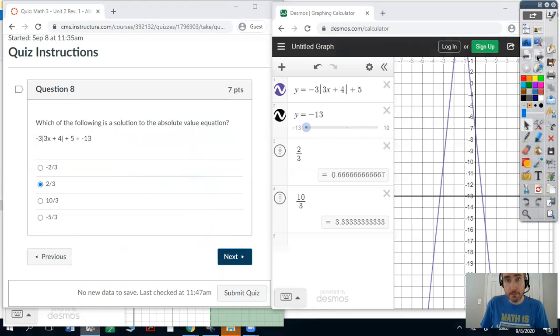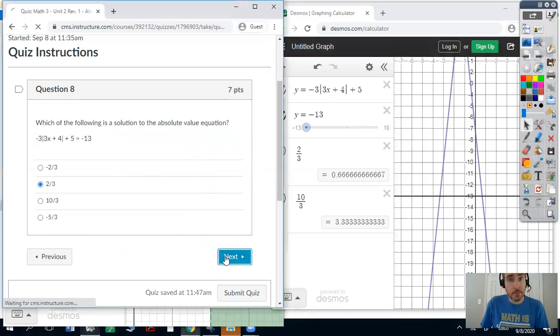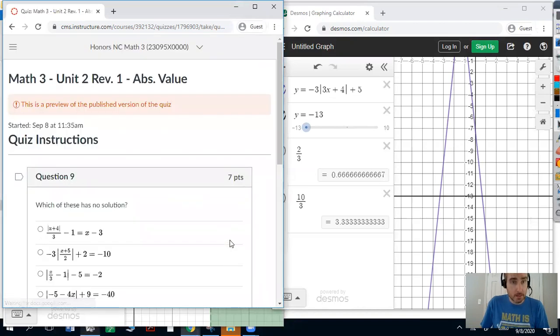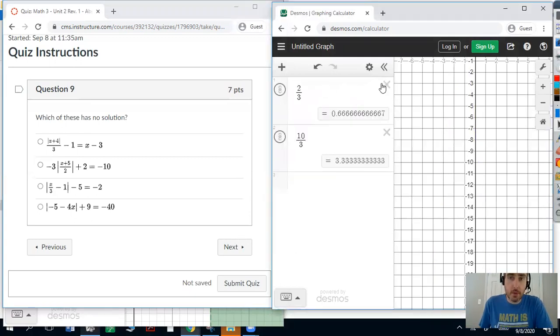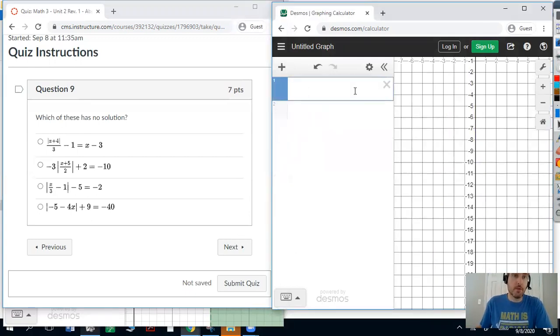Next question. Number 9. Which of these has no solution? Well, no solution graphically would be where they don't intersect. So you could type each one of these in. Left side of the equation. Hit the fraction bar first if you want to put multiple stuff up there.